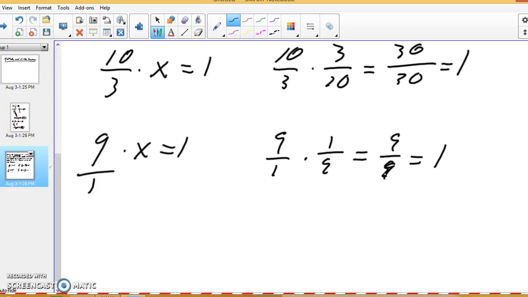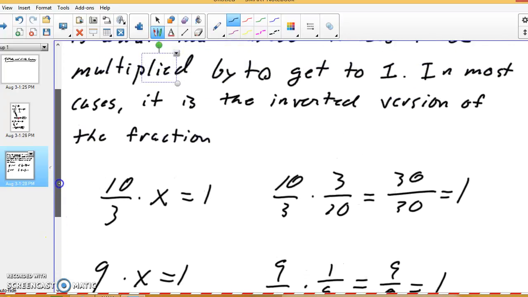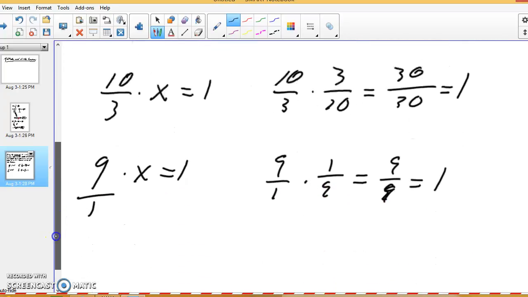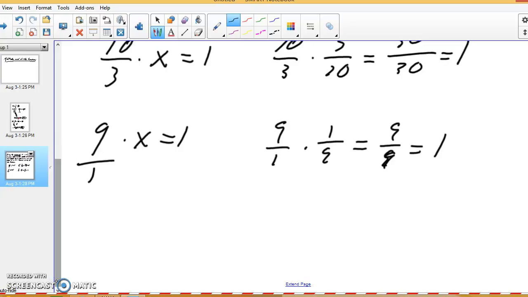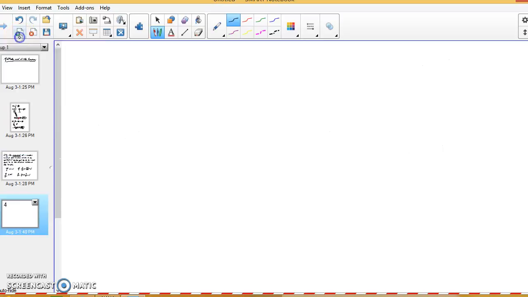So the idea is you have to be able to find the reciprocal, and again, the reciprocal of any number is what gets us multiplied by each other to get 1. And in most cases, that is just the inverted version of the fraction. So that is what is called the reciprocal of a number. So why do we care about the reciprocal of a number to divide fractions? Well, we'll walk through an example and see why.